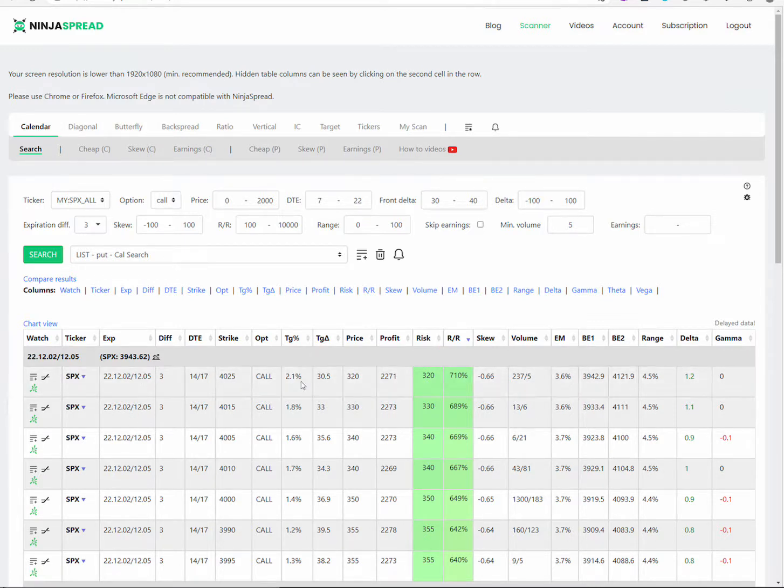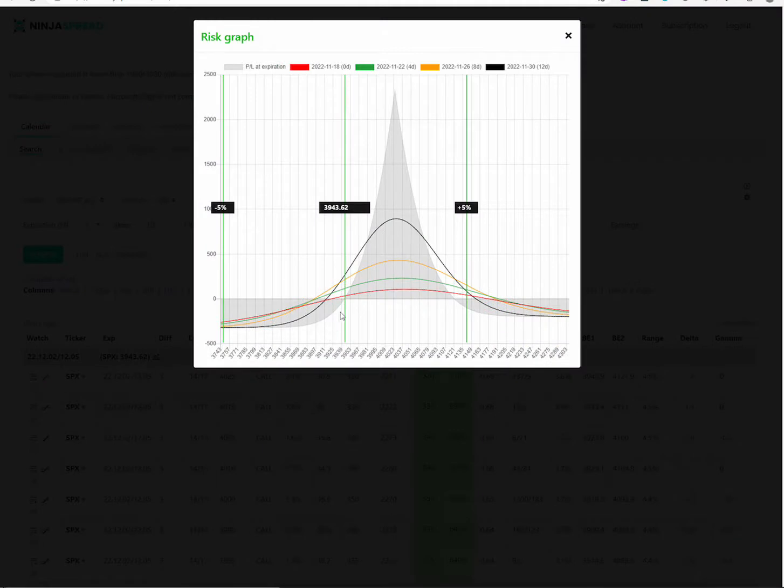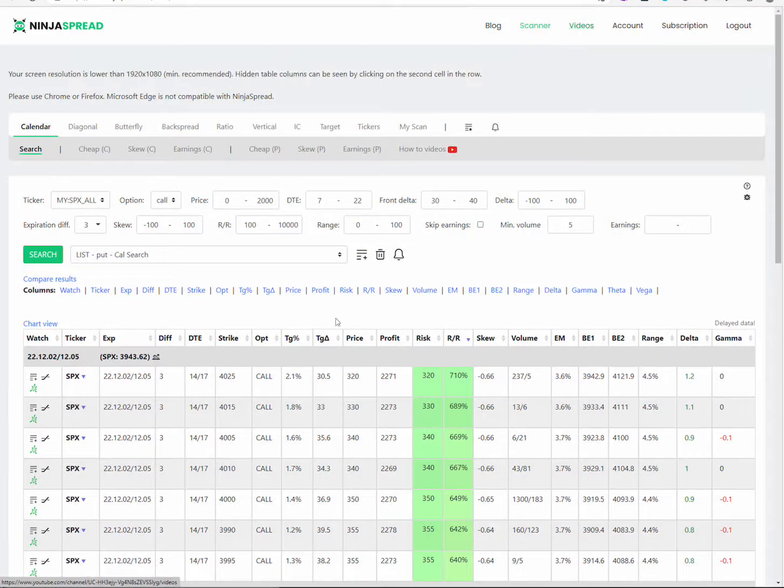Now 2.1% is probably a little far out. Let's just see what that risk graph looks like. Yeah, see, it's not really under the tent that much. I would prefer that our current price of the market would be a little more inside that tent. So again, the 2.1% is just a little far out of the market range that I would like to be in. So I think we're going to be looking more around in here.